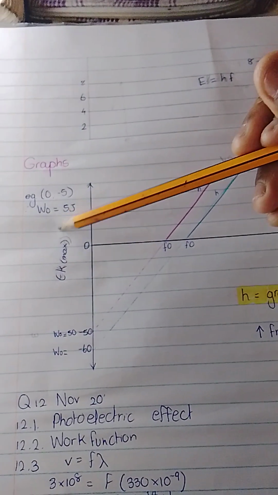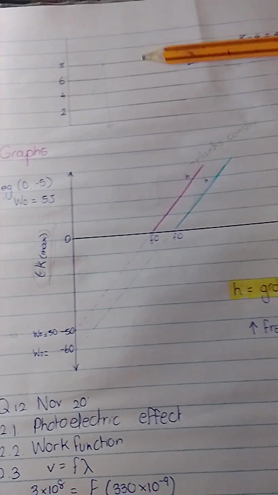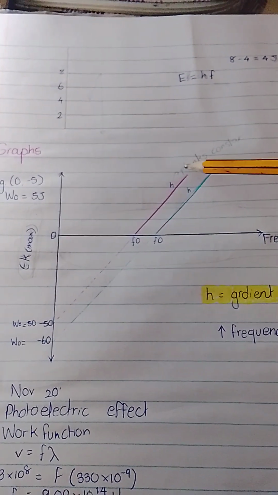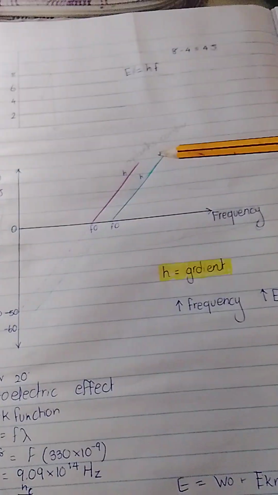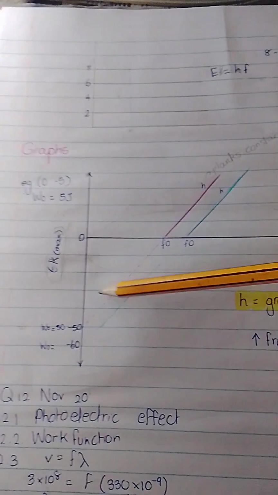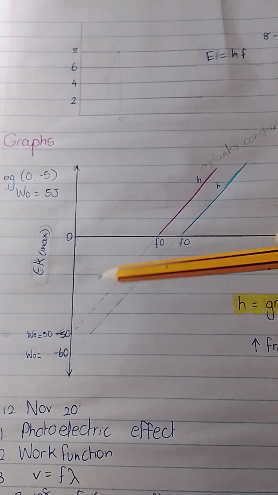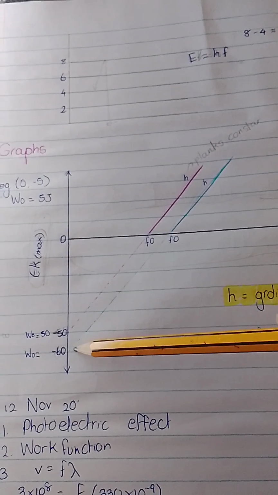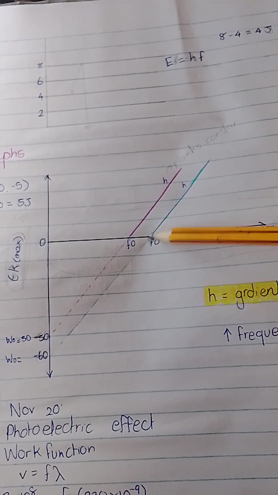So on the y-axis, you're going to have your EK max. Over here, you're going to have your frequency. There are going to be lines of two different metals, one with the work function of 50. You're going to write that on the graph, correct? That's minus 50. Here's the work function, and then the work function of 60. The frequency is increasing, and here's the threshold frequency.